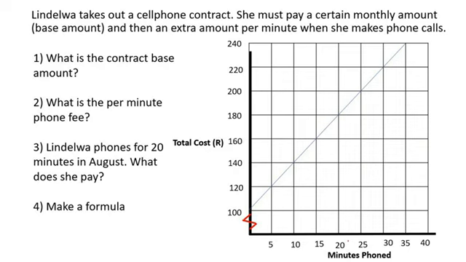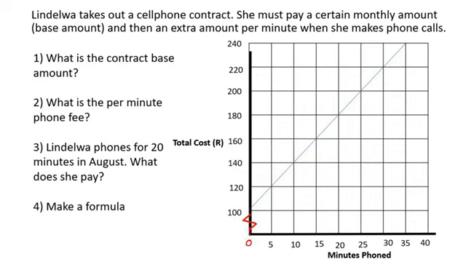Okay, so on the y-axis here, we've got the cost in rand, and then we've got the number of minutes phoned. So the first question says, what is the contract base amount? We'll have a look at here. You see here she speaks for 5 minutes on the phone. Here she speaks for 10 minutes. But what if she speaks for 0 minutes?